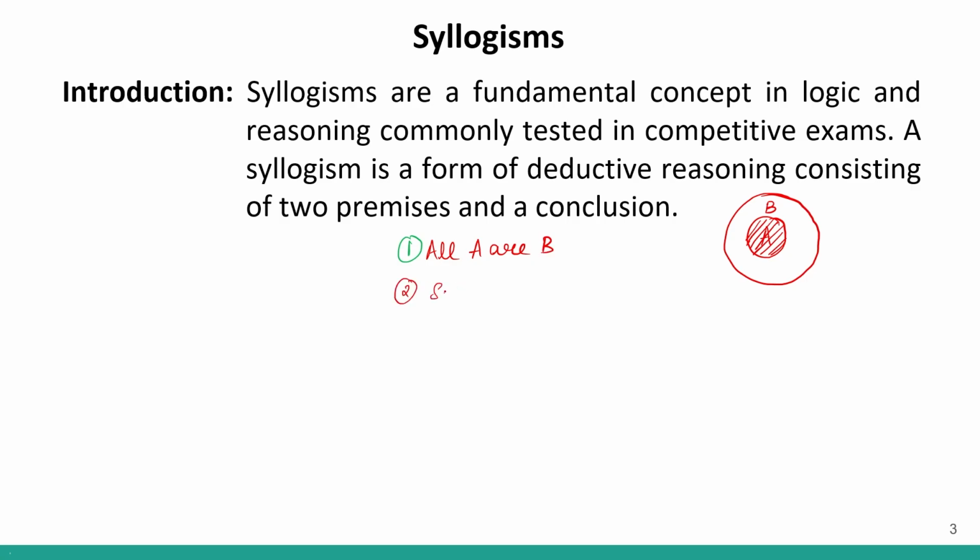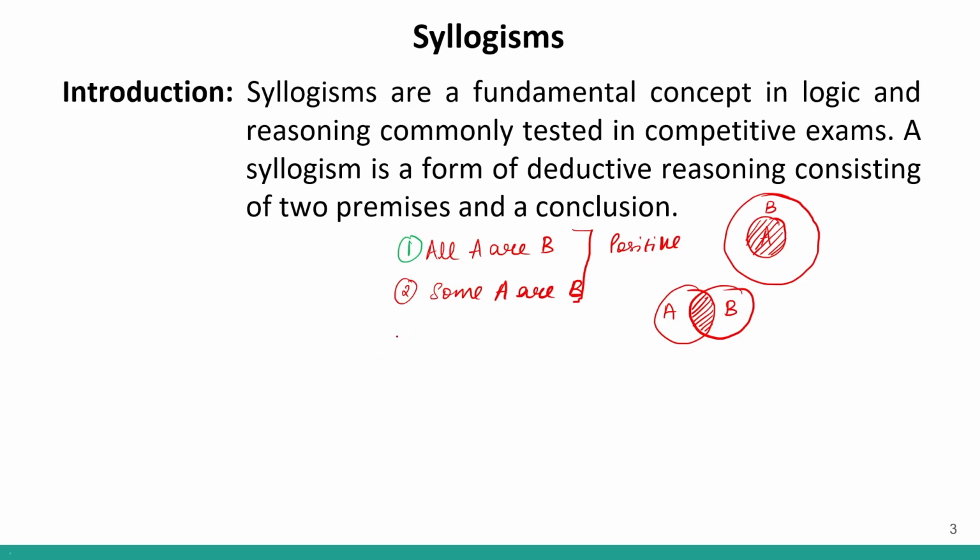Second condition can be some A are B. If the condition is that some A are B, that means we will have two circles, A and B, and this is the data that we are signifying. There are some A that are B. This portion is some A that are B. These two are true statements, or you can say these are positive statements.